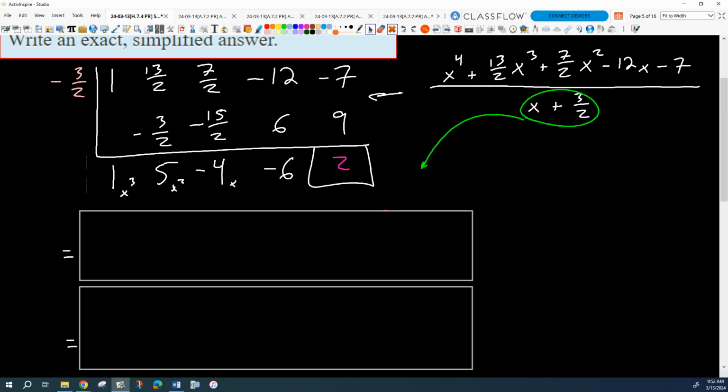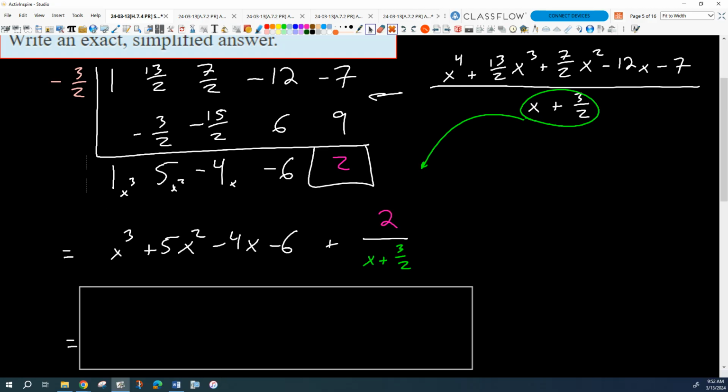Okay? So now we could add the variables in there. I always put them at the bottom just to remind myself which one goes with which. So constant, x, x squared, x cubed. Right? So that gives us that. Everybody agree? This is the polynomial part of my answer, and I get a remainder of 2.